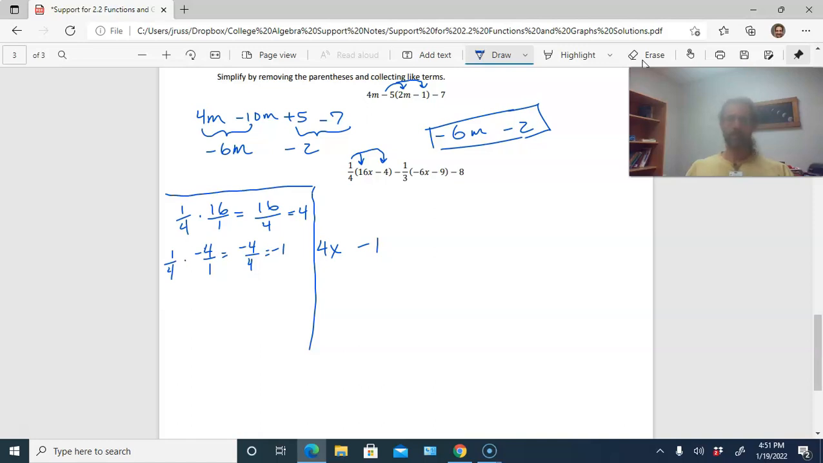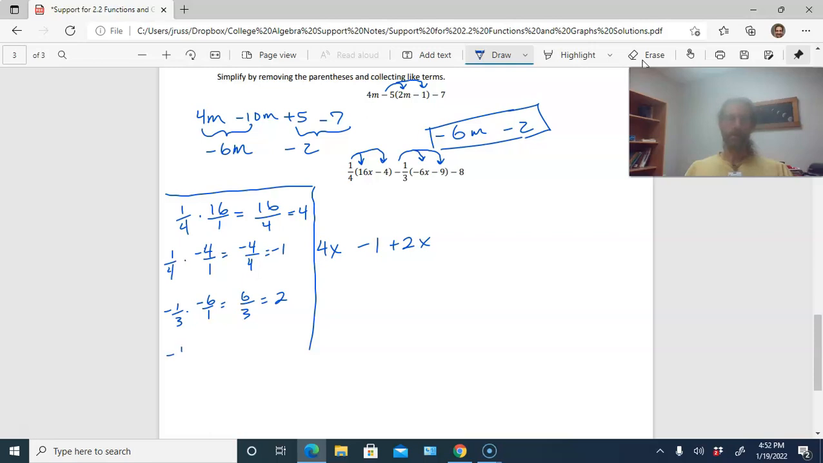Now let's distribute the -1/3 to the second set of parentheses. So -1/3 times -6. You could do it the same way. -1 times -6 is +6. 3 times 1 is 3. And 6 divided by 3 is 2. And since that 2 is positive, I'm going to put a plus 2x. Okay, remember, you've got to keep your variable.